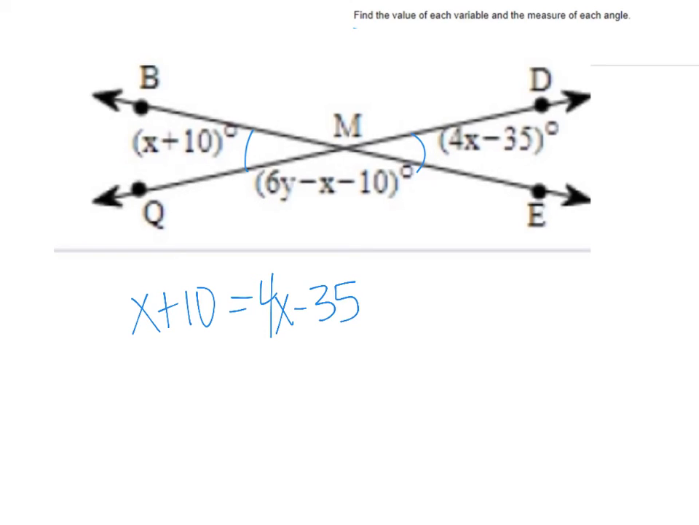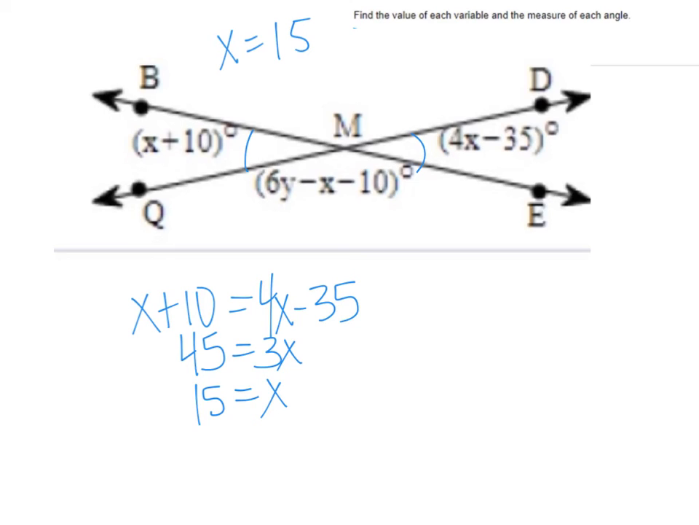Now, I don't like that. There's a lot of junk going on there, so let's go ahead and simplify that right now and get it out of the way. We are going to add 35 to both sides, and that's going to give me 45 over here. I'm going to subtract x, and that's going to give me 3x. I'm going to divide here, and x is going to be 15. So I've already got my x value. So x is 15, which is awesome because that's going to help me on the next part.